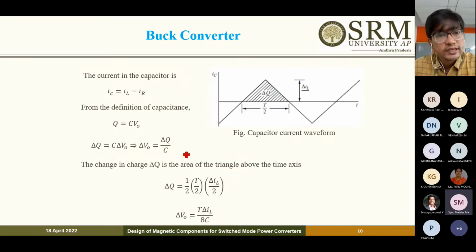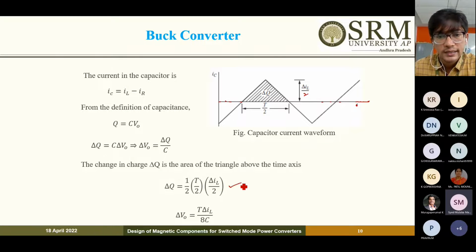So this is the way to design the capacitor. Here, this is the ripple current which is flowing through the capacitor. Let us assume this is the average value; it looks like the inductor current. The average value is flowing through the load, and the ripple current is flowing through the capacitor. From the familiar equation, the charge Q will be equal to C into V0. If you find the change in charge, delta Q, that is half into the width into the height, delta IL by 2.